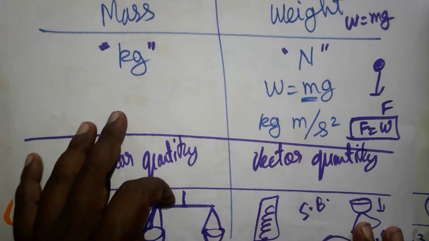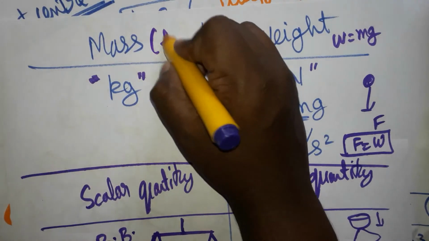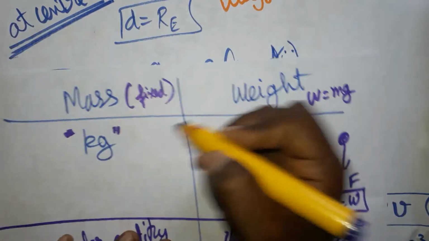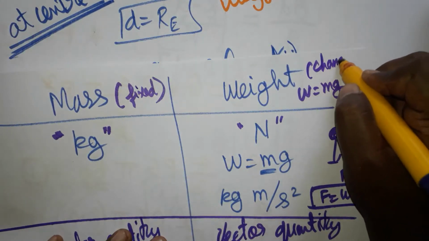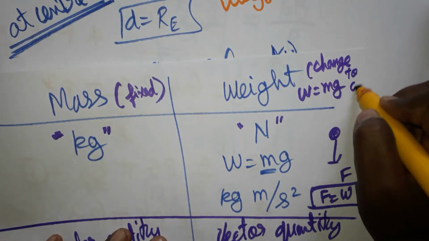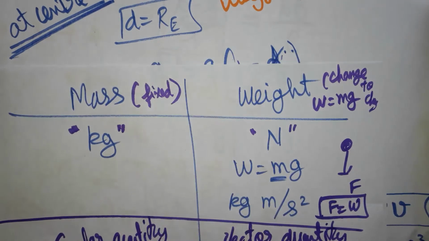Okay. Another thing: the mass will be fixed. It is not going to change from place to place. The weight will change from place to place, because according to the gravity it will change from place to place. This mass value is a fixed one.